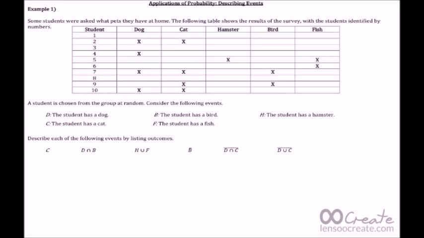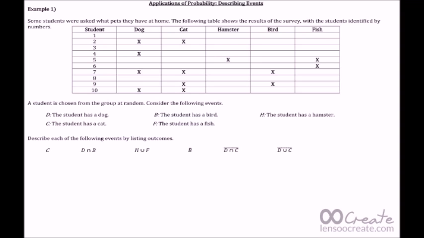Applications of probability, and what we're going to do today is describe events. Events are just outcomes or groups of outcomes inside of an experiment. So in example 1, some students were asked what pets they have at home. The following table shows the results of the survey with the students identified by numbers.